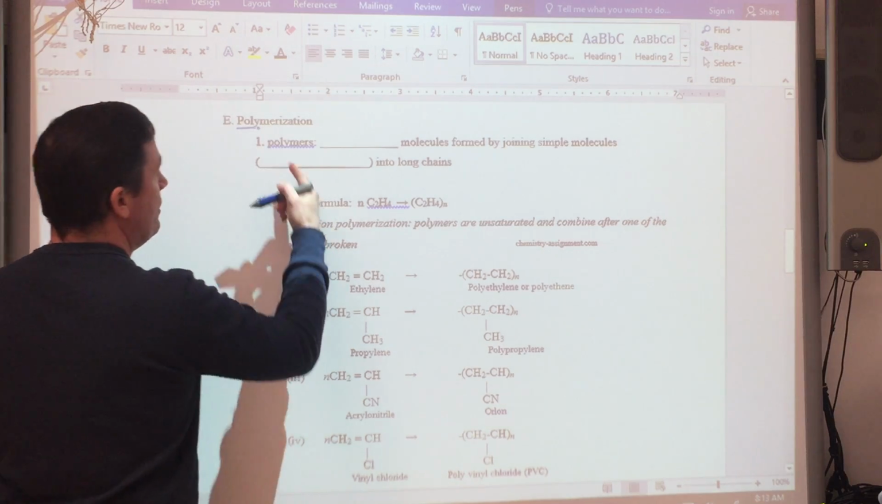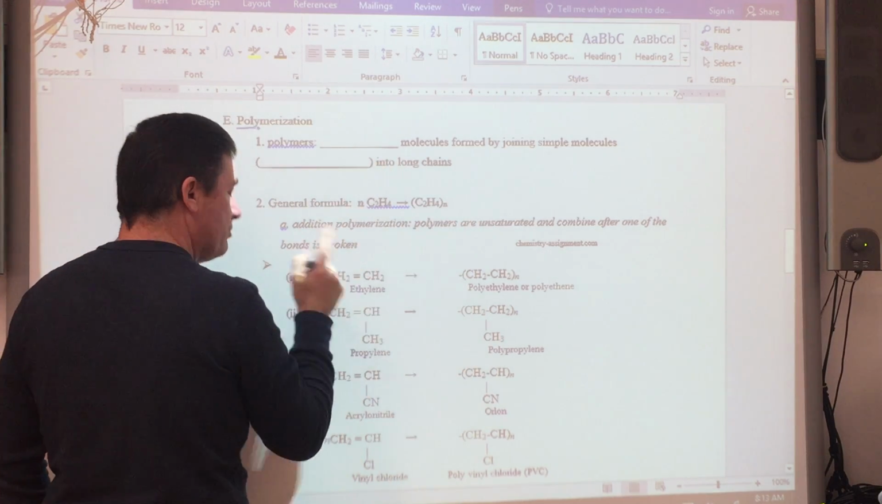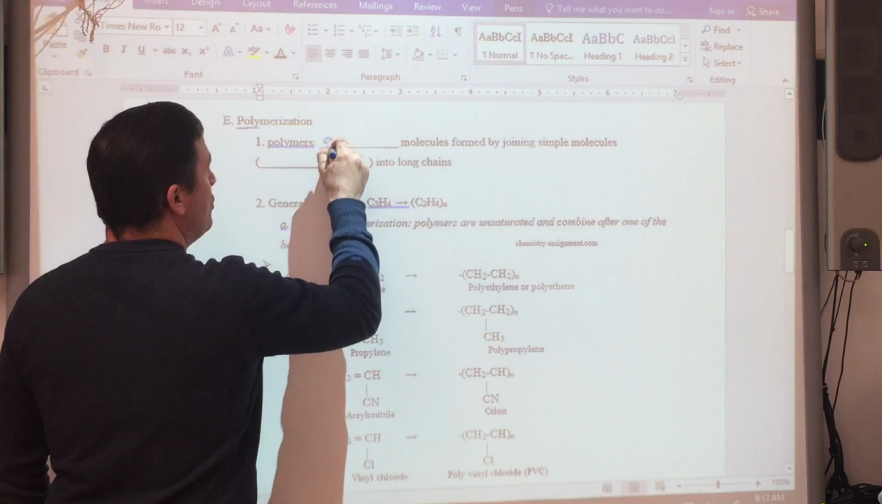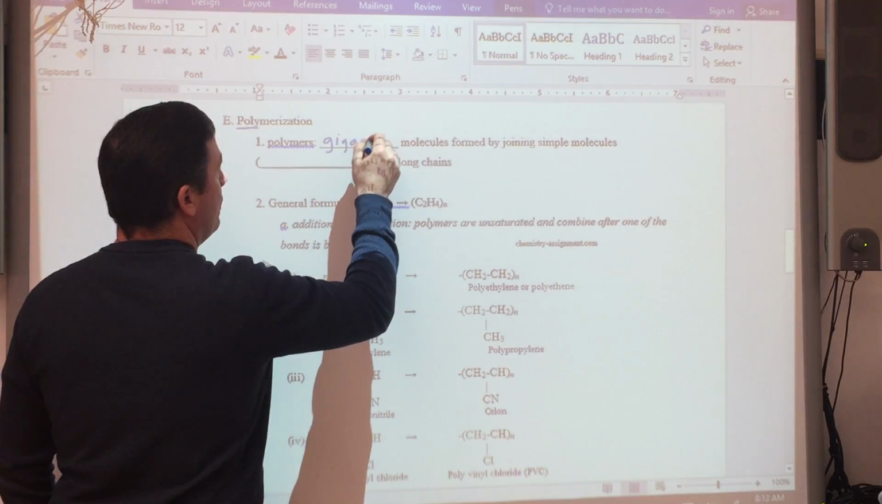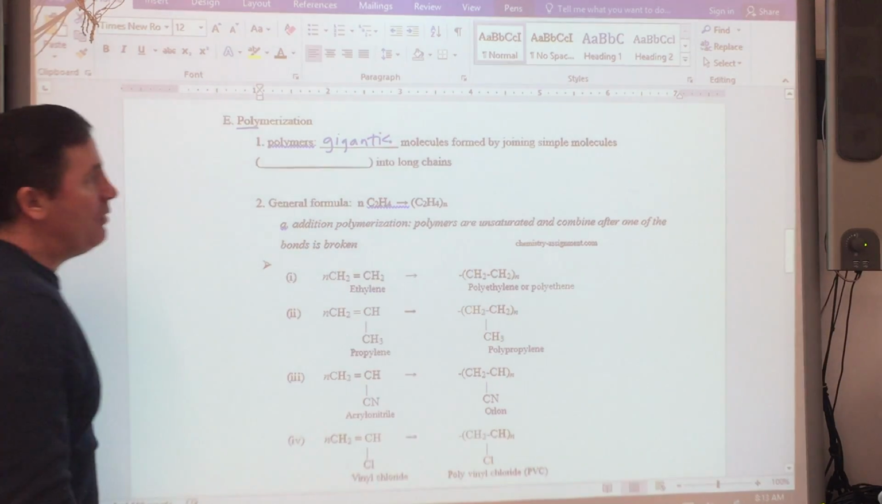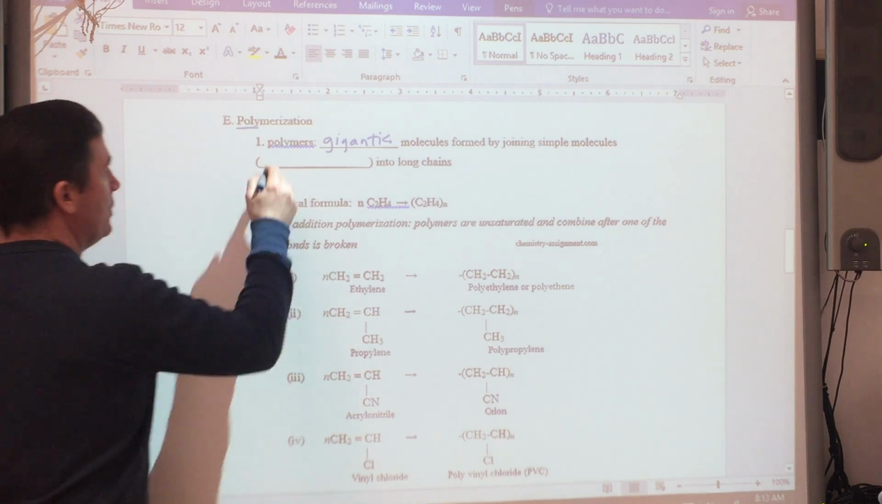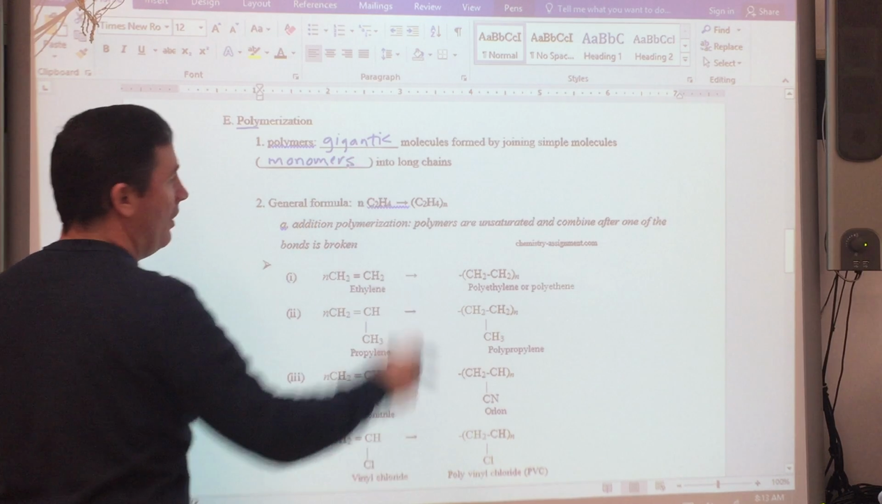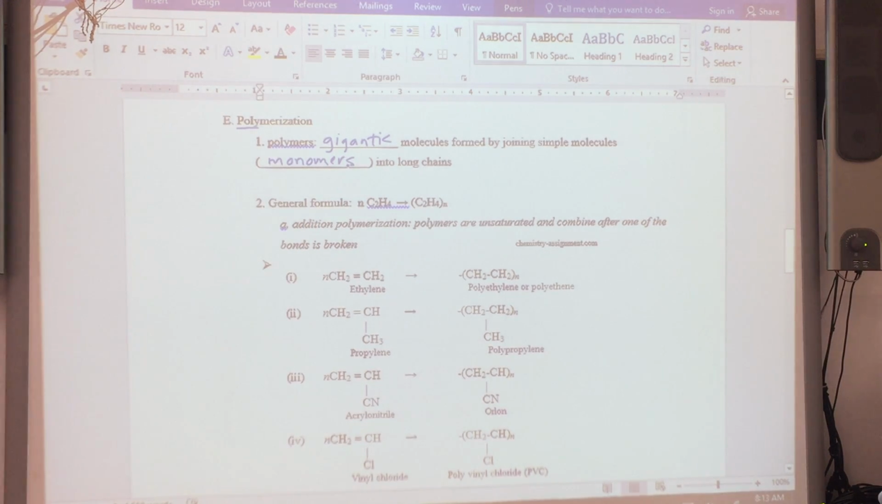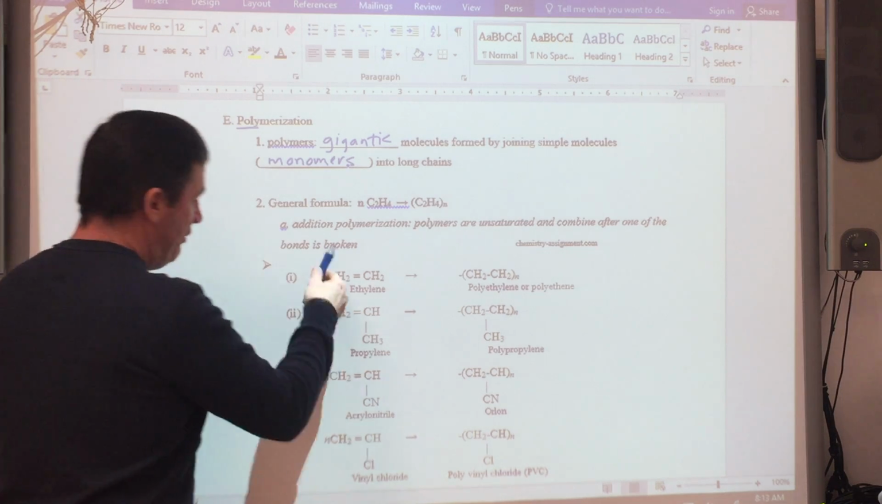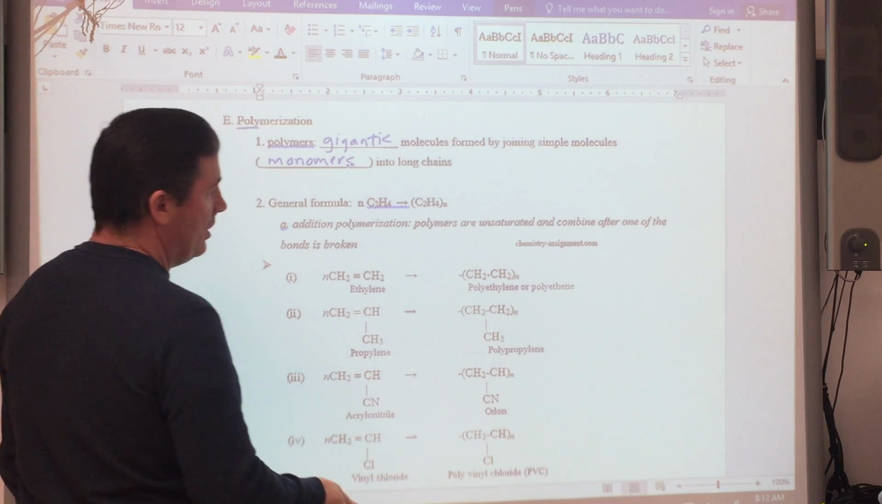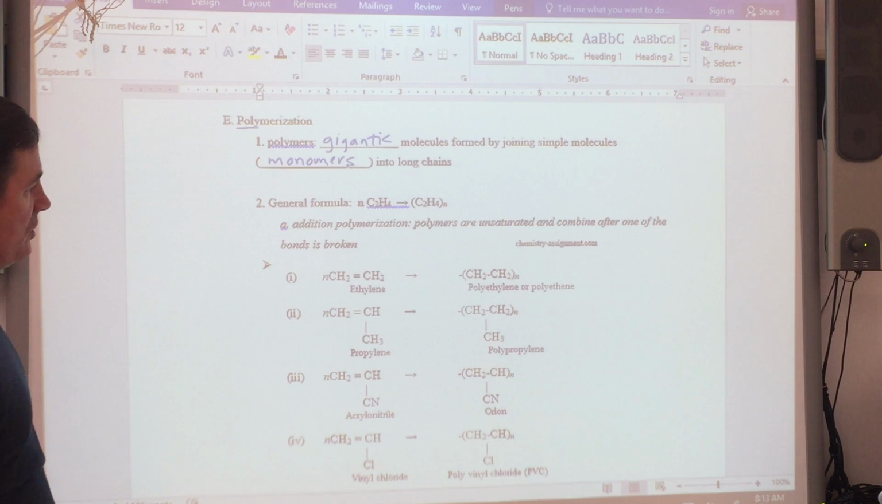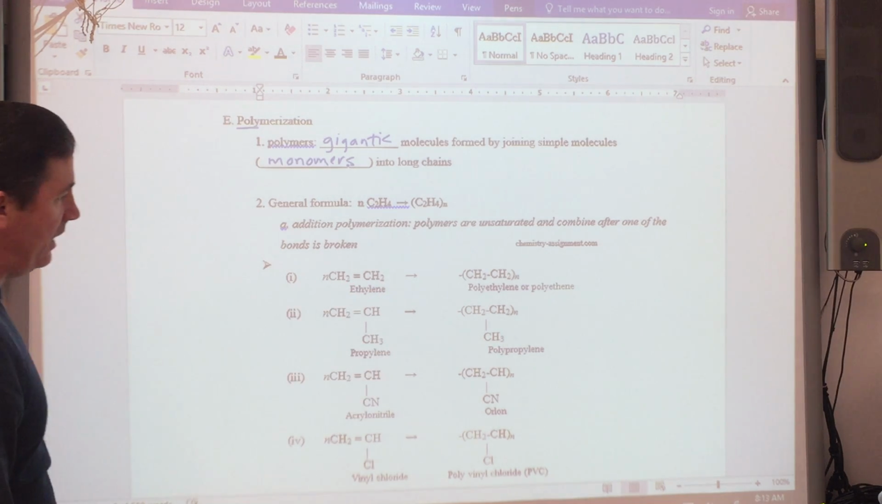Poly means many, yes? So polymers are gigantic molecules formed by joining simple molecules. These are called monomers. And this happens all the time in biology into very long chains. Okay? So here are 4 examples here. And again, you don't have to have these memorized, but just understand how they're going to happen here.